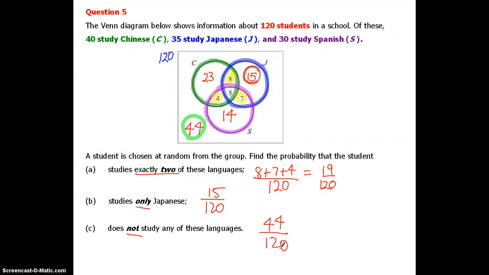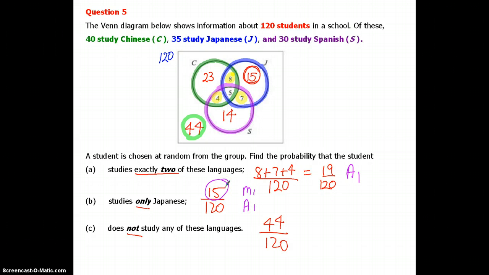Now if we just talk about our mark schemes here. For A, it's just one answer. We've got a 1 mark for that. For 5B, we have a method mark for knowing to add up those values, and of course we get an answer mark for our 15 over 120.